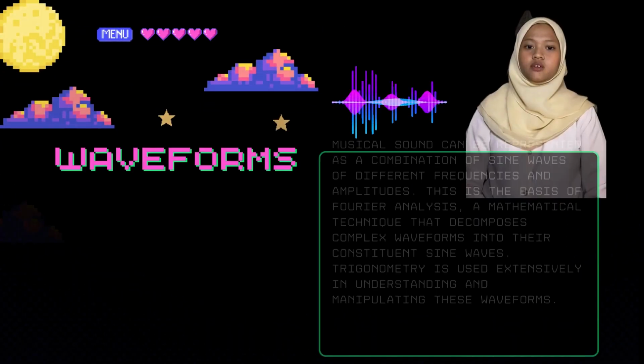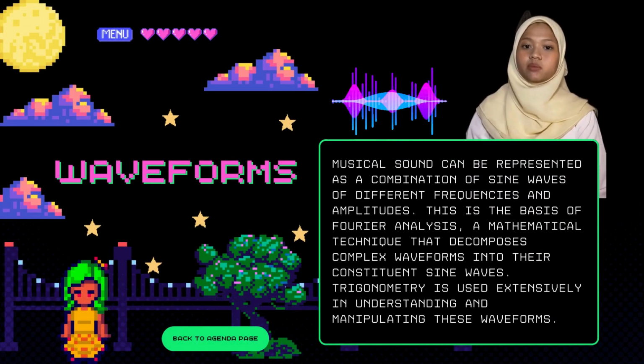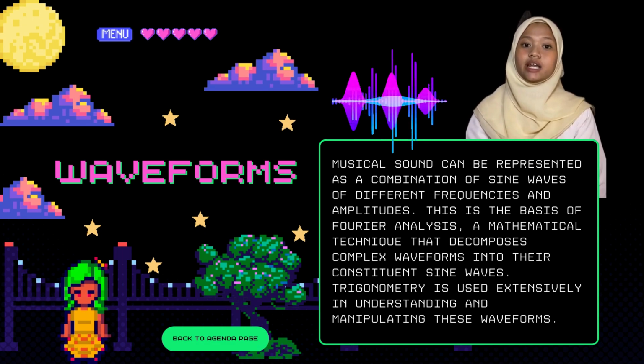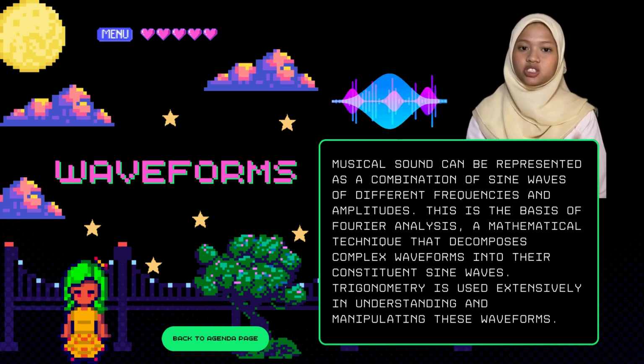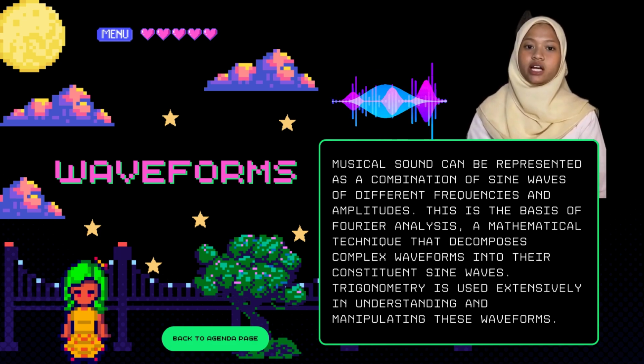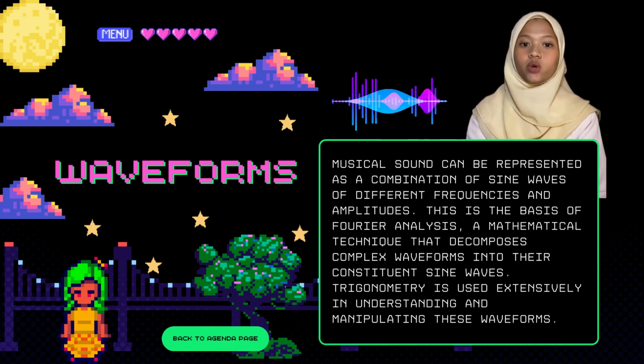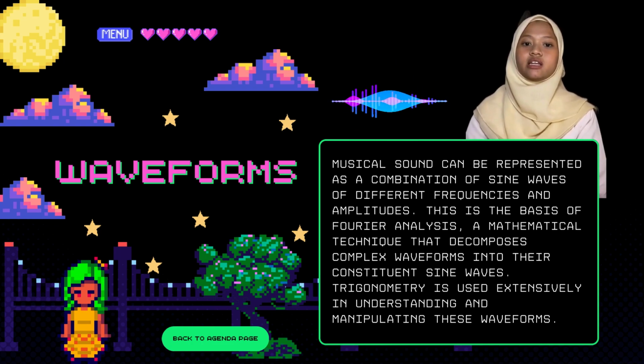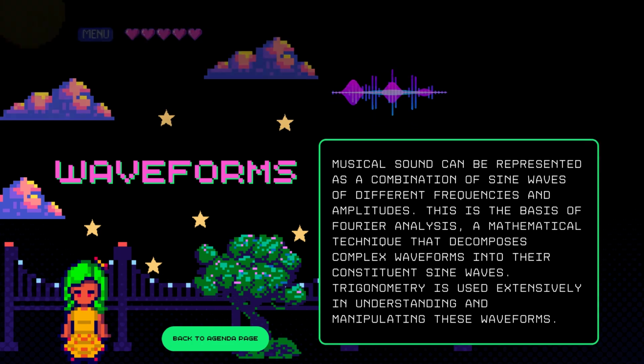waves. Furthermore, musical sound can be represented as a combination of sine waves of different frequencies and amplitudes. This is the basis of Fourier analysis, a mathematical technique that decomposes complex waveforms into their constituent sine waves. Trigonometry is used extensively in understanding and manipulating these waveforms.